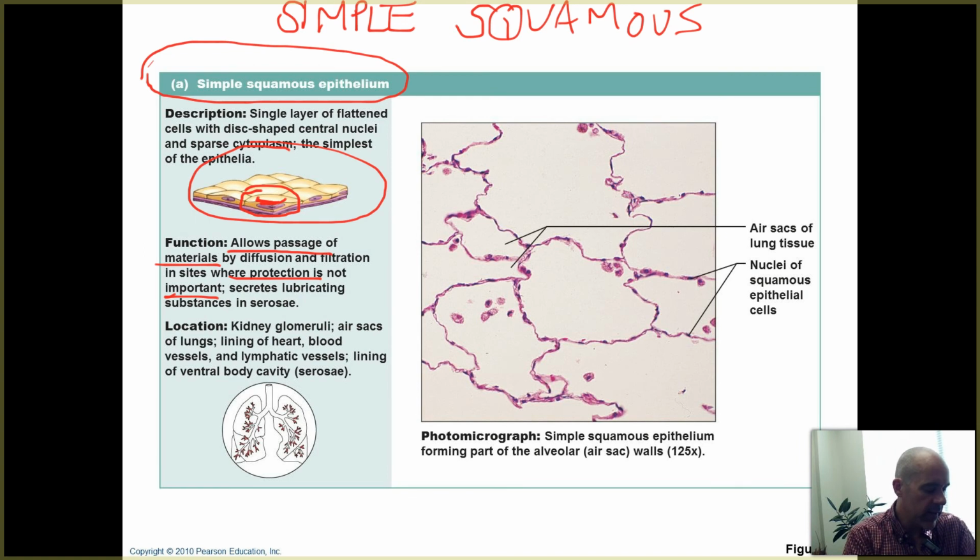Also, this last little thing here on the function: secretes lubricating substances in your serosae. That serosae is another name for your serous membranes. So we said those consist of epithelial tissue, so they're simple squamous epithelial tissue, and then that is attached to a thin layer of connective tissue to make up the entire serous membrane. And those epithelial cells there in the serous membrane secrete the fluid that you find in the cavities where those membranes line.